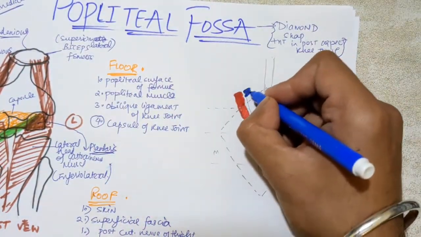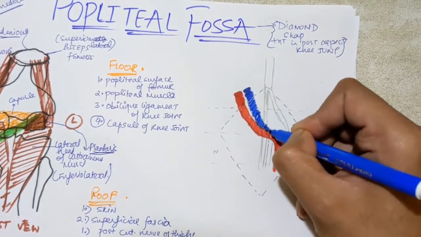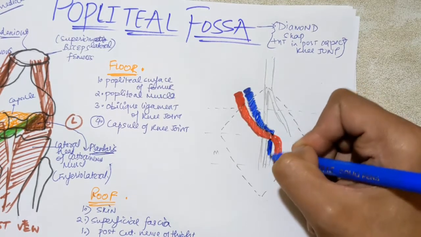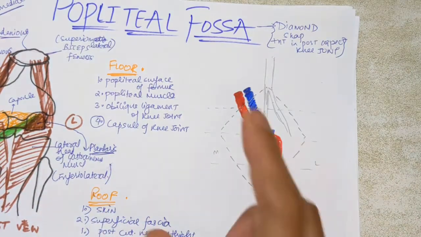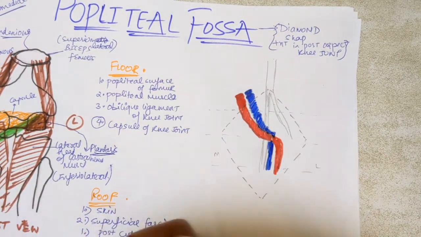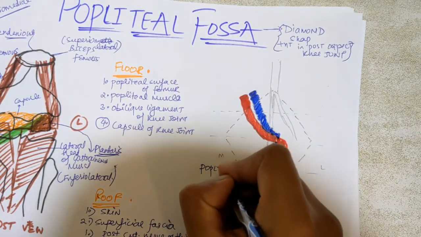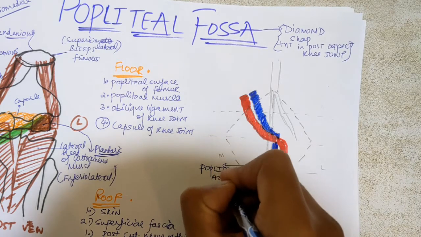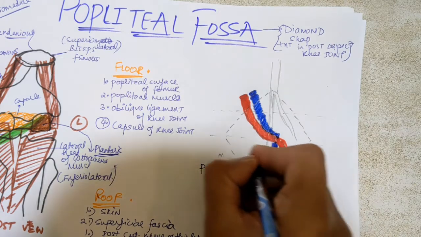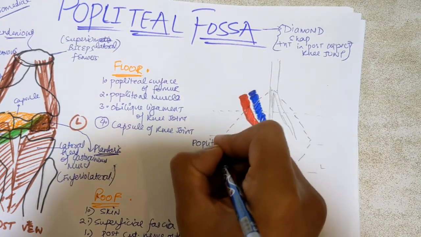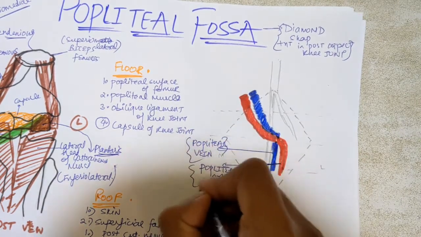So this is your popliteal vein, which is present in the second content. So first is artery, second one is your popliteal vein: popliteal artery, popliteal vein. Okay, so I will mark it here. Sorry, this red one is your popliteal artery, and this one is your popliteal vein. Okay, first content, second content.